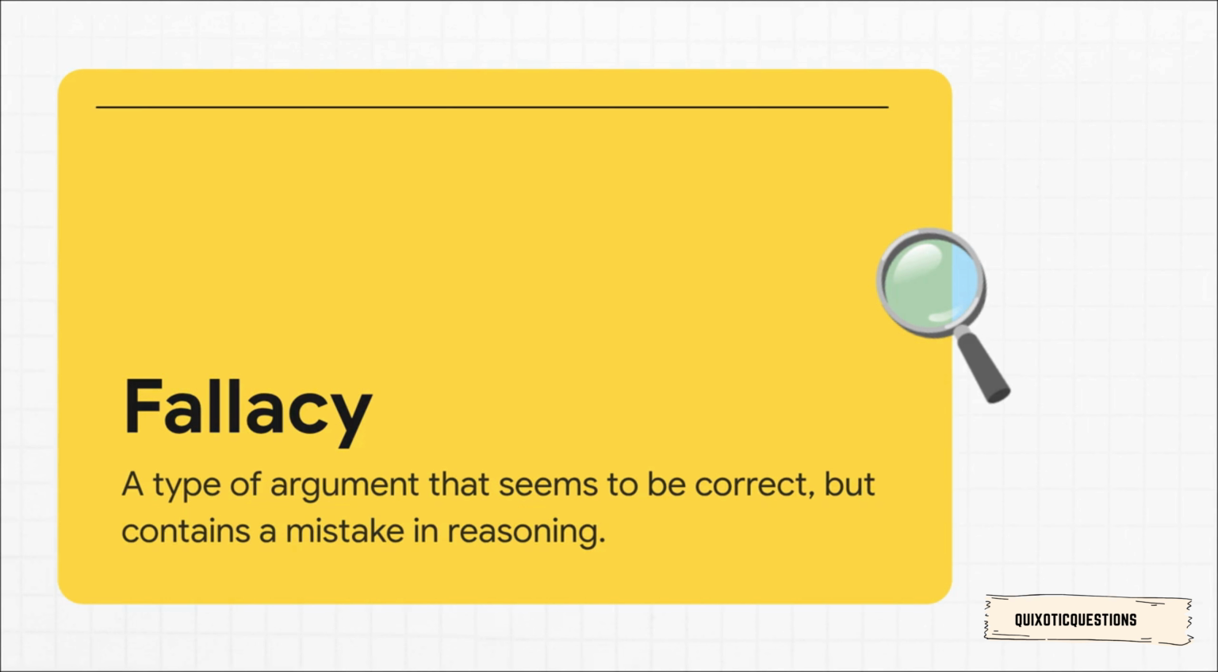Now, the most important part of this definition is right there at the start. Seems to be correct. That's what makes fallacies so sneaky. They aren't just dumb mistakes, they're clever disguises for bad arguments, which is why you see them everywhere.